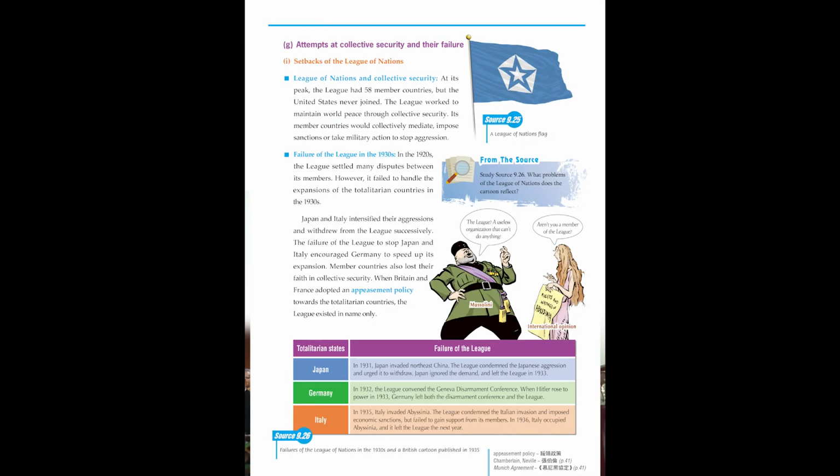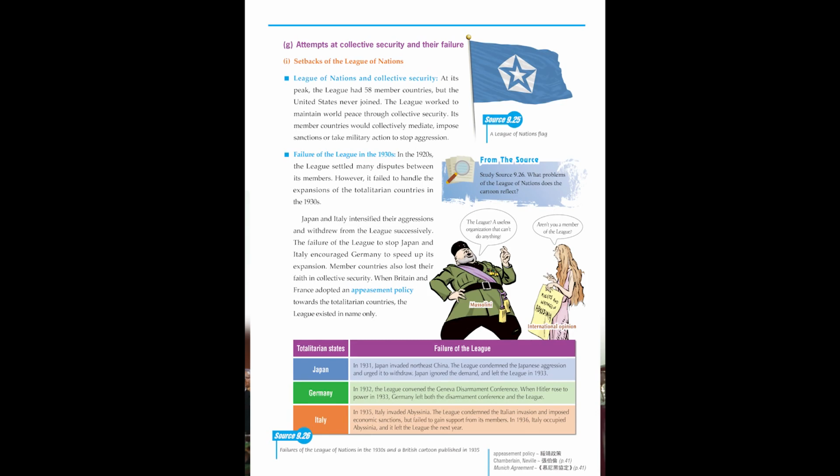G. Attempts at collective security and their failure. 1. Setbacks of the League of Nations. League of Nations and collective security. At its peak, the League had 58 member countries, but the United States never joined. The League worked to maintain world peace through collective security. Its member countries would collectively mediate, impose sanctions, or take military action to stop aggression.